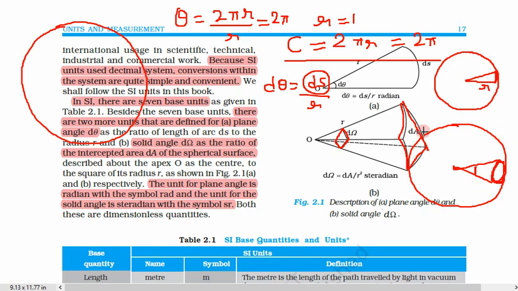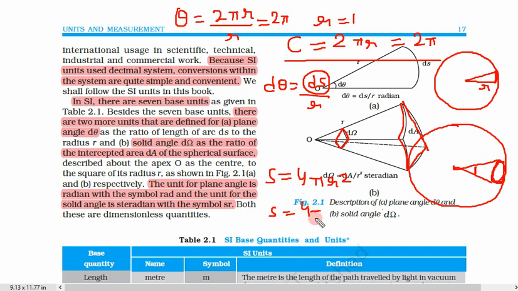Now we will see similar things in the case of a sphere. In the case of a sphere, instead of circumference we have surface area. Surface area of a sphere is equal to 4 pi r square. Now let us put r equal to 1, same as we put in the circle. So we get 4 pi. So the total angle is 4 pi. So this is again a solid angle.